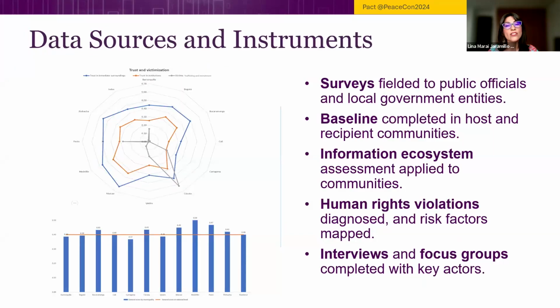Some of the data sources and instruments that we used were surveys that we applied to public officials and local government entities. We applied also a baseline for host and migrant communities. We developed an information ecosystem assessment. We also developed a diagnosis about human rights violations, and within the communities, we also mapped risk factors. We also applied interviews and focus groups to key actors.